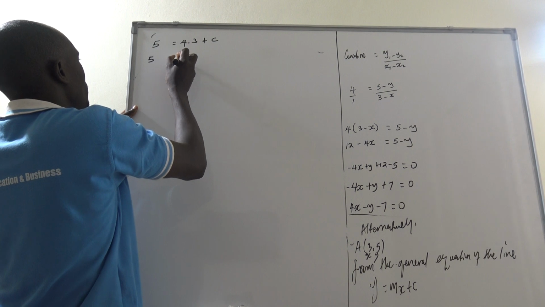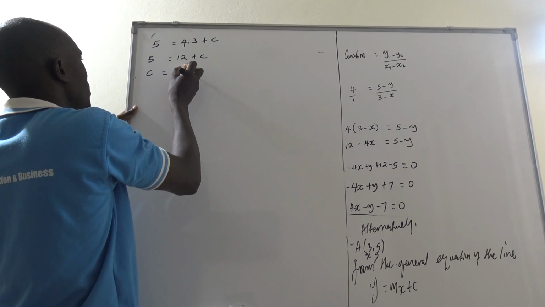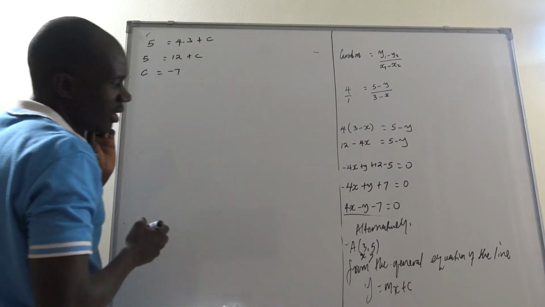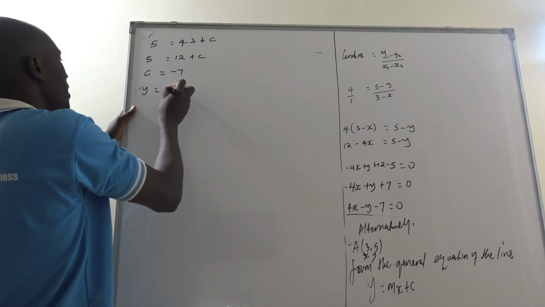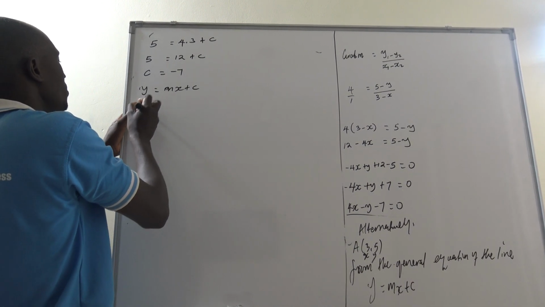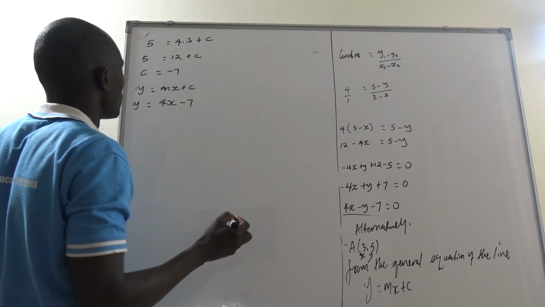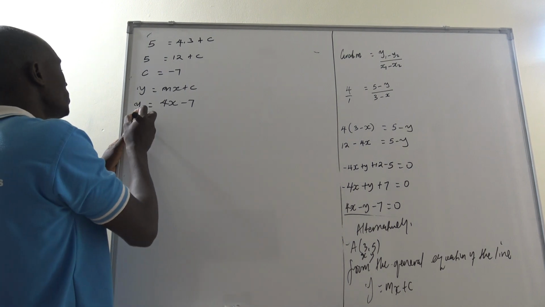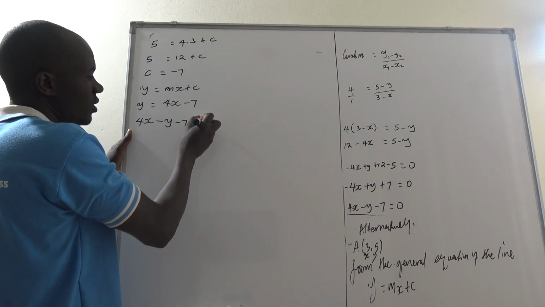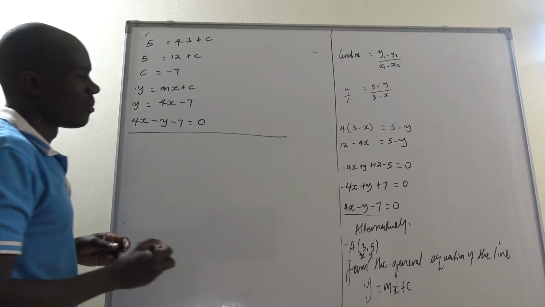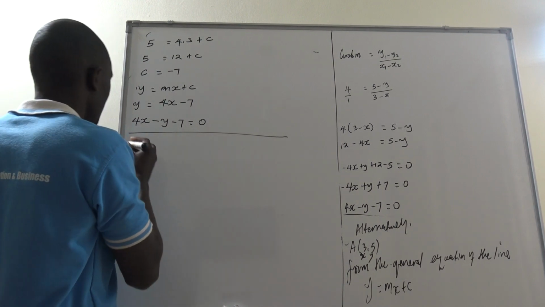So I've got 5 equals 12 plus c. Bring it to this side. c alone is negative 7. After coming out with c equals negative 7, then we go back to y equals mx plus c. We get y equals, m is already 4, 4x minus 7. So if I take this one to the other side, we are going to remain with 4x minus y minus 7 equals 0. And you have already come out with that one. You can see that when you pass to the other side, you're also getting that one.